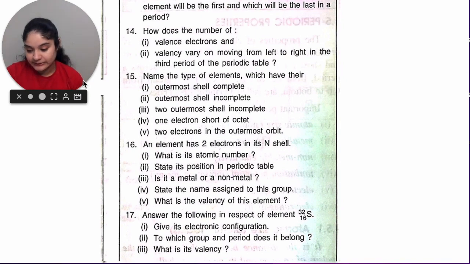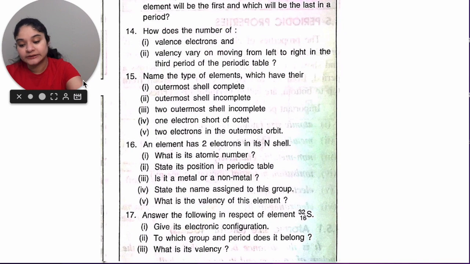Now the next is, state the name assigned to this particular group. It is a metal, so the name assigned to this group is the name that you have on the top. So you have 1B, 2B. For this particular group, the name will be 2B, or if they are asking a common name, that will be alkaline earth metals. The next is, what is the valency of this element? Since this element will be donating 2 electrons, the valency will be 2.